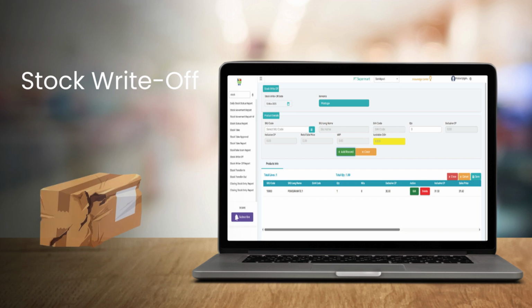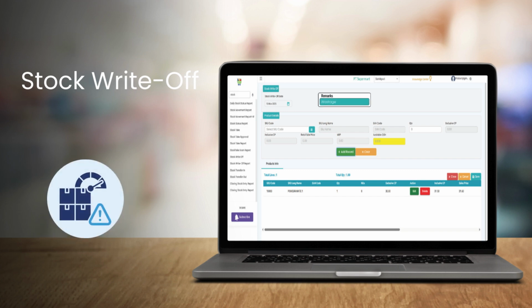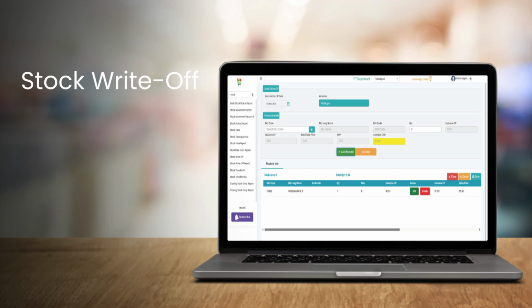When stock is damaged, expired, or lost, a write-off removes it from the system. This prevents overstatement and directly impacts profit or loss.